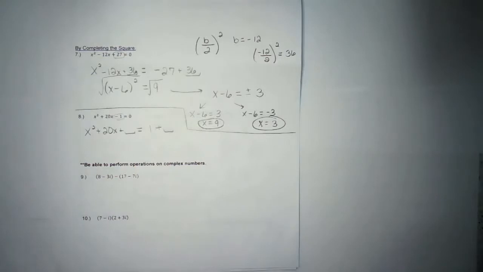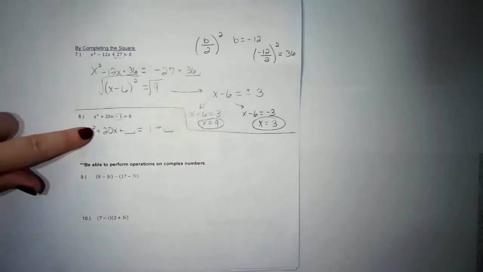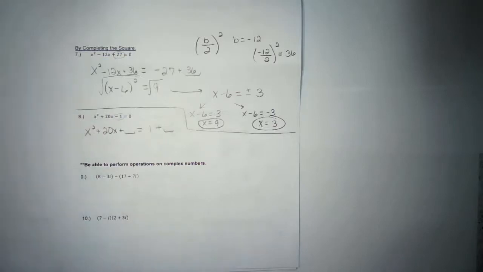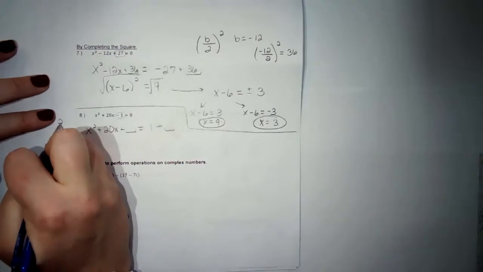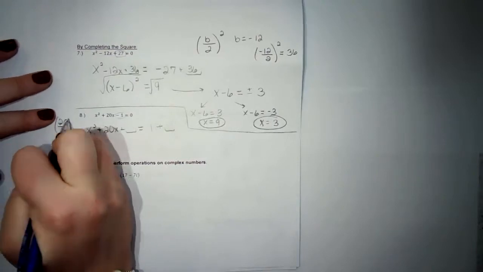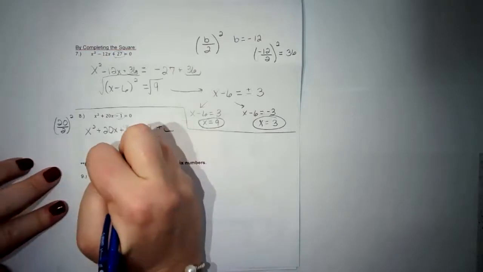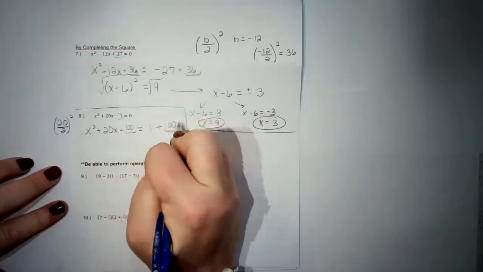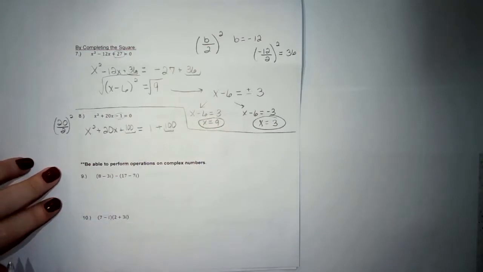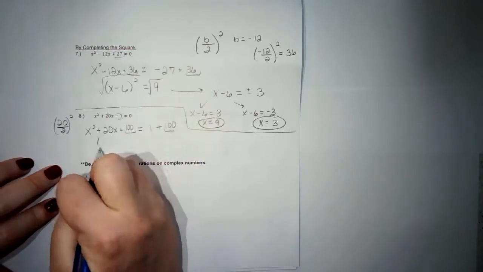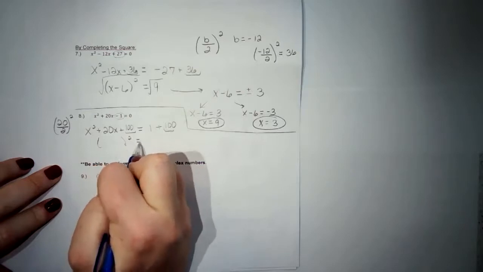Okay, so we want to do b divided by 2 squared. So what's my b in this case? 20. Okay, so I'm going to take 20 divided by 2 squared. He's going to be big, but there we go. So 20 divided by 2 is 10. 10 squared is 100. If you need to, put that in your calculator. Okay. All right, now we have ourselves a PST.